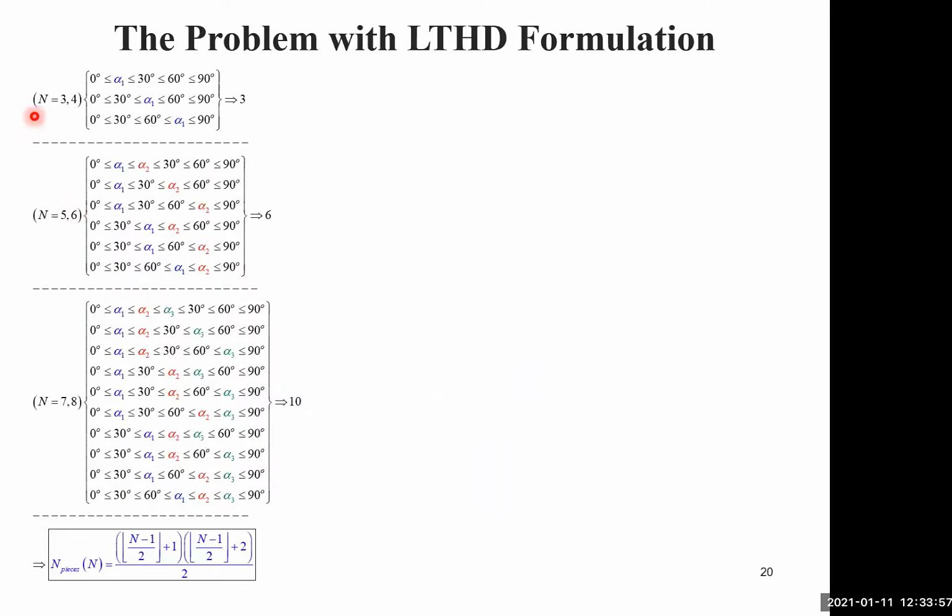So let's see. For 3 or 4 levels, you only have one switching angle, and you have 3 boundary conditions: either between 0 and 30, 30 and 60, or 60 and 90 degrees. By the way, the 30-degree segmentation is related to the fact that the line voltage leads the phase voltage waveform by 30 degrees. For 5 and 6 levels, you're going to have 6 boundary conditions, because you now have 1 extra switching angle. For 7 and 8, you're going to have 10. This is the general permutation of pieces, where these funny brackets indicate the floor operator.